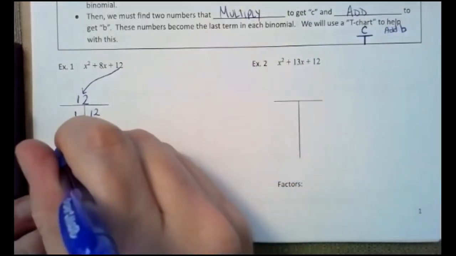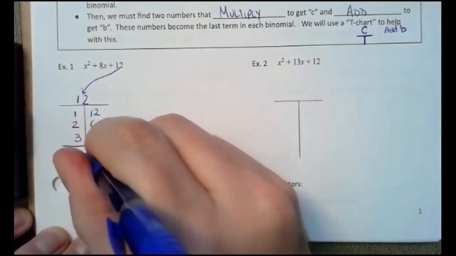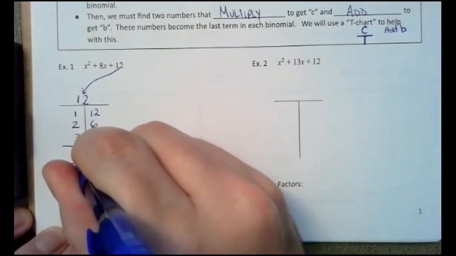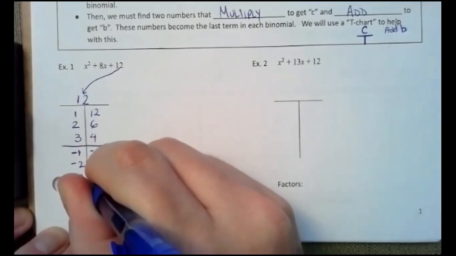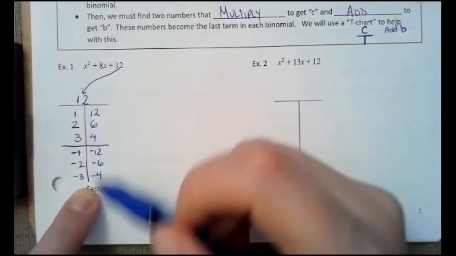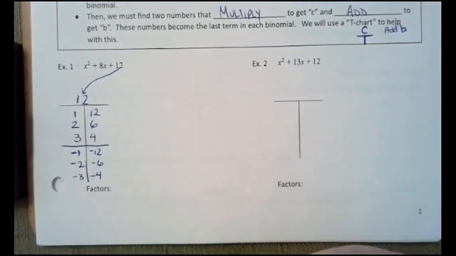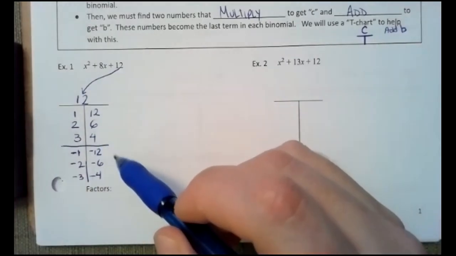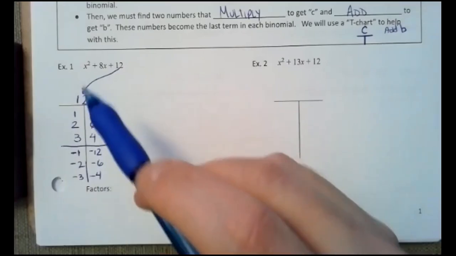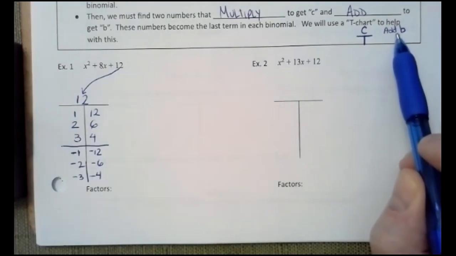Once I repeat, I'm going to draw a line, and then I'm going to put the negative pairs. -1 and -12. -2 and -6. -3 and -4. The first time we do this, we're going to write every single pair. After the first time, we might look for shortcuts. We might only have to write like 1 or 2 or 3 pairs. We don't have to write all of them. Because what we're trying to find is a value that adds up to be the coefficient of the x term in the middle.